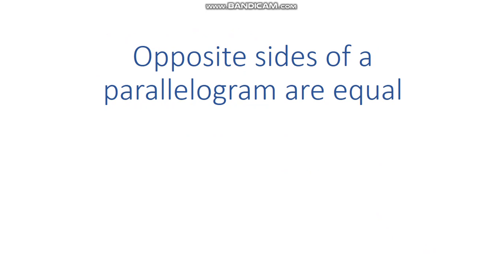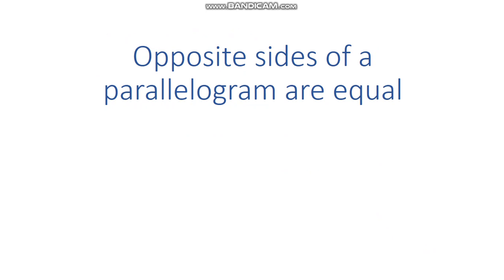In the previous class we discussed the properties of a parallelogram. We already discussed one theorem: a diagonal of a parallelogram divides it into two congruent triangles. We already proved that. We move on to the next theorem: opposite sides of a parallelogram are equal.